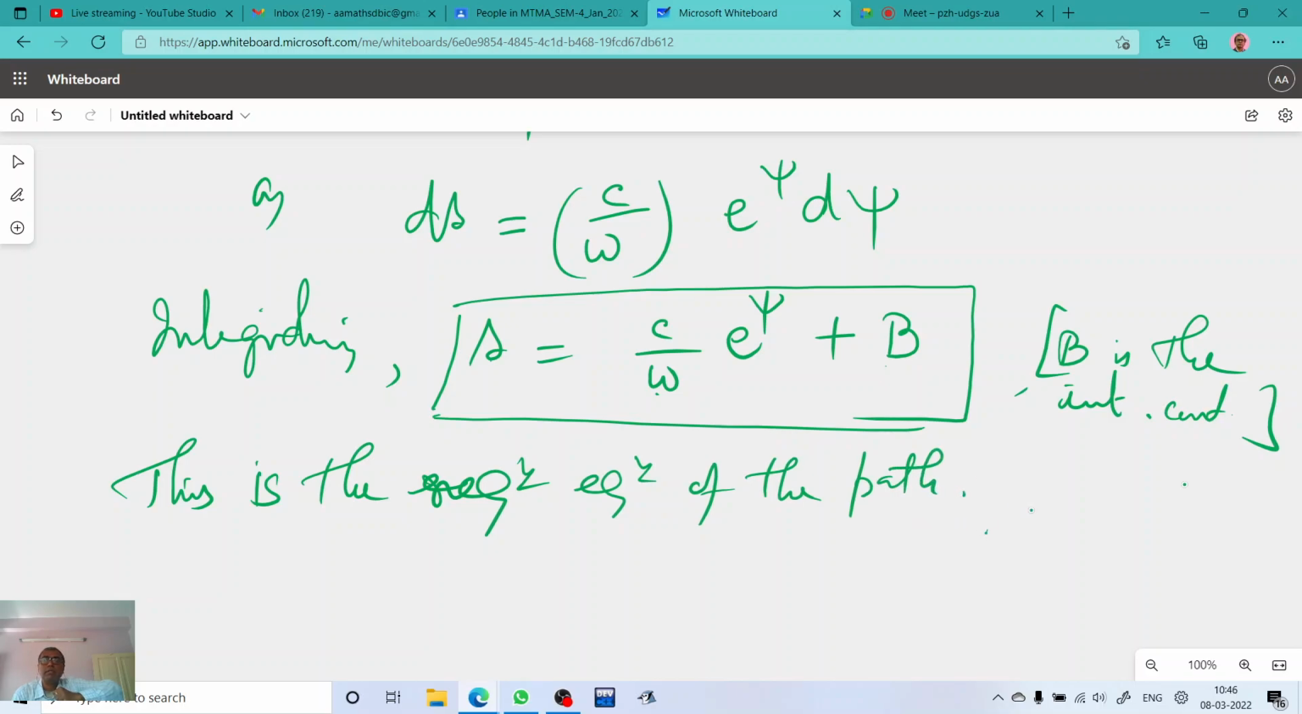Clear? Is the answer. বুঝতে পেরেছো? হ্যালো, শুনতে পাচ্ছো? হ্যালো, হ্যাঁ। Next question.